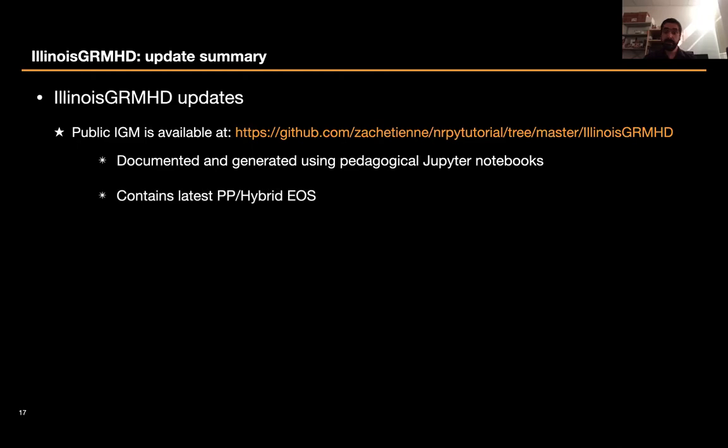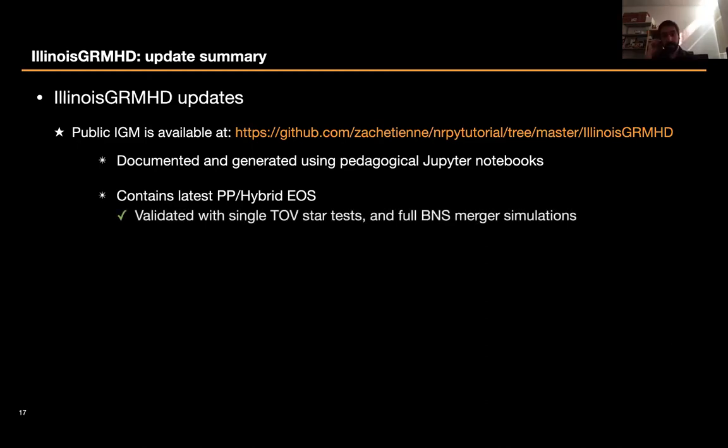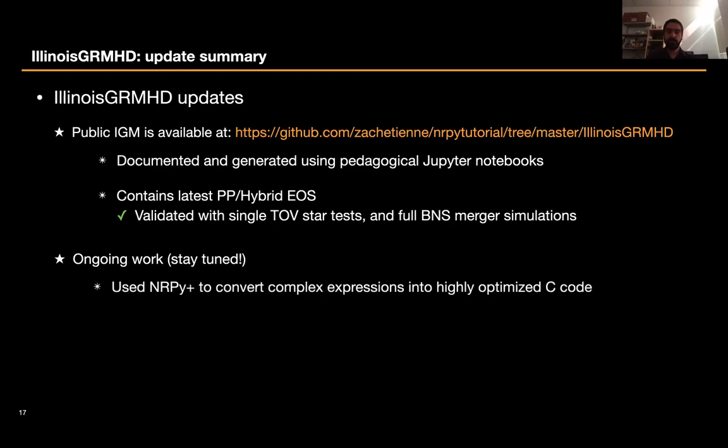It already contains the latest piecewise polytropic and hybrid EOS support, and it has been validated through the TOV, that's a single TOV star test that we've shown, plus the full BNS merger. And as for ongoing work, which everyone should stay tuned for because it should be ready soon, we have the highly optimized C code generation that we have implemented with NRPy for the GRMHD flux and source terms.